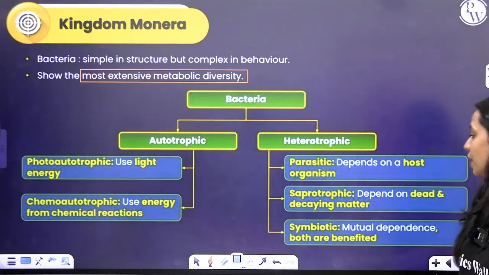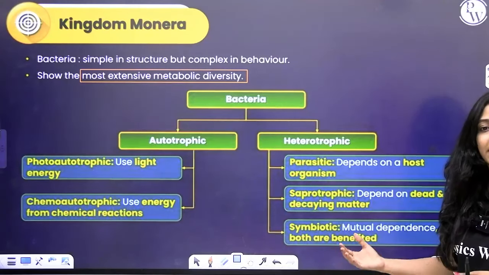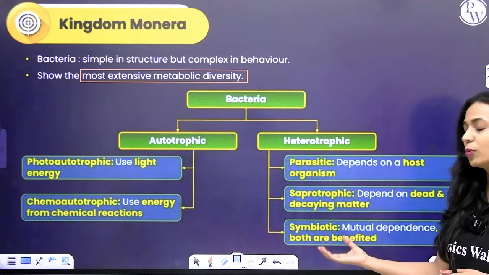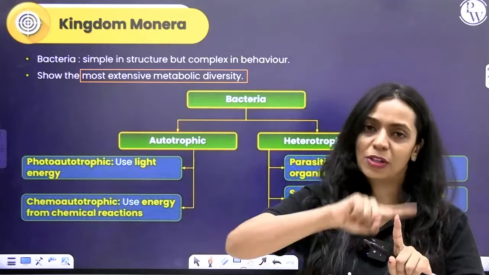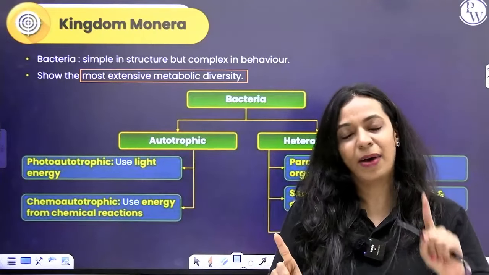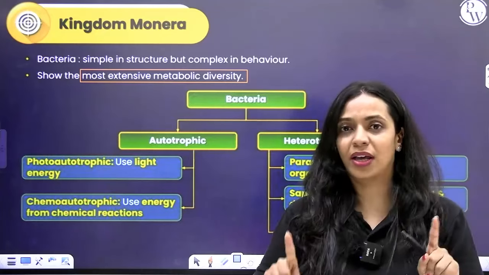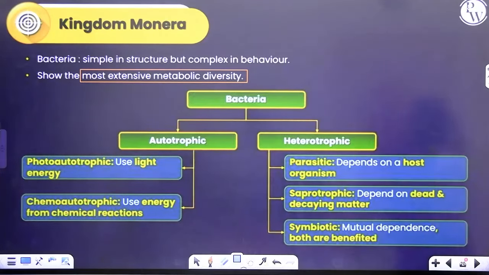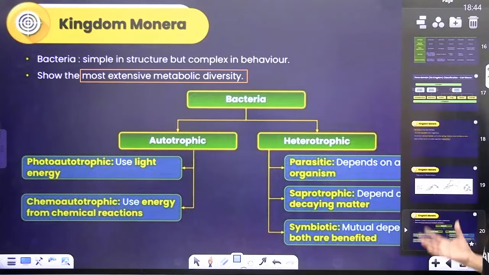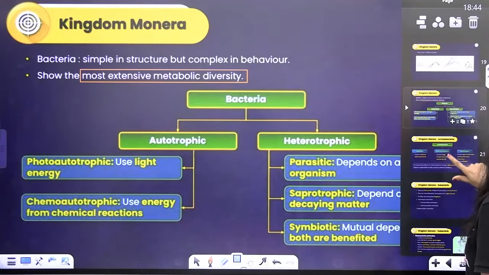Then we have symbiotic relationship. In symbiotic relationship or mutualism, what happens is two organisms are dependent on each other. Bacteria depends on another organism, and in turn, that organism will be dependent on the bacteria. They are like friends living together, helping each other out. Alright. So these are the different types of modes of nutrition you can see in Monera.